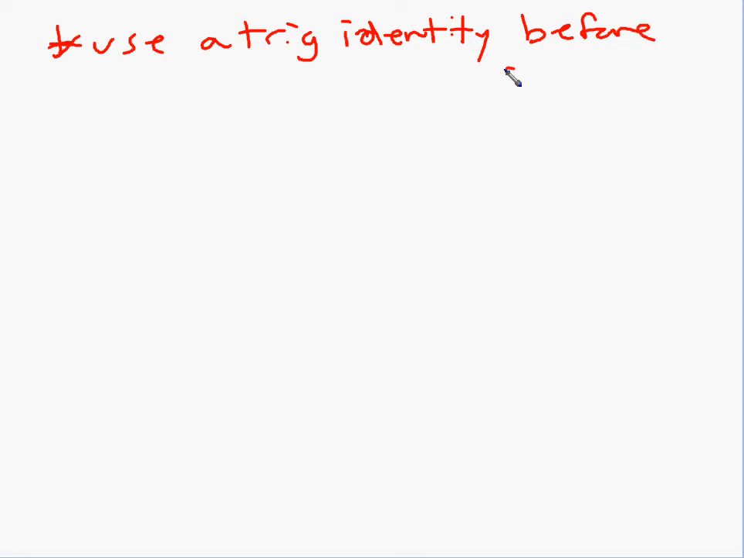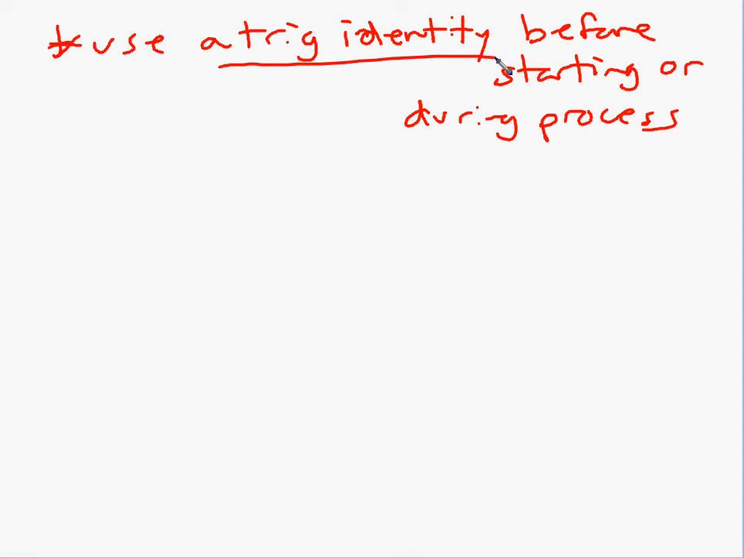Okay? Now, sometimes you need to know that you may have to use an identity. What do I mean by an identity? You may have to use a trig identity before starting or during the process. Okay, we learned all those trig identities for a reason, and so sometimes you may have to use a trig identity in the middle of the process.